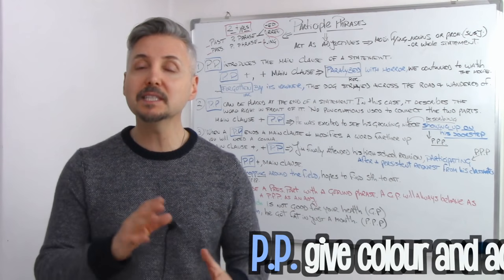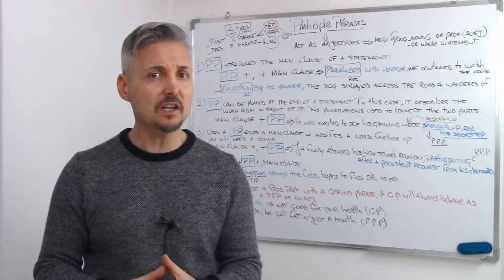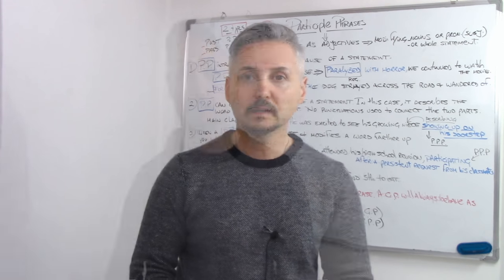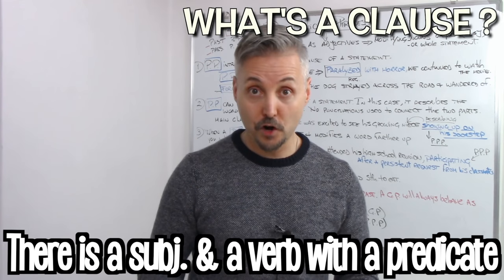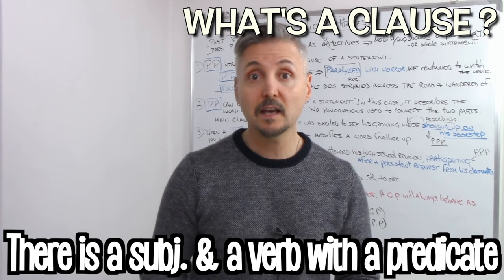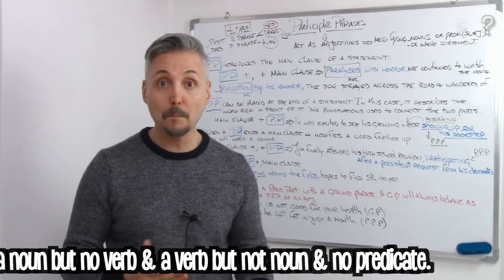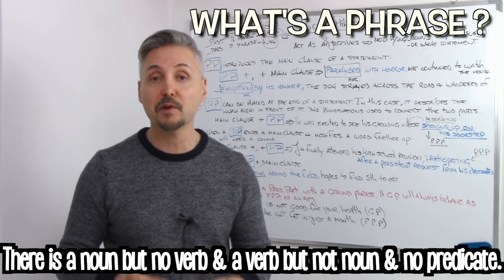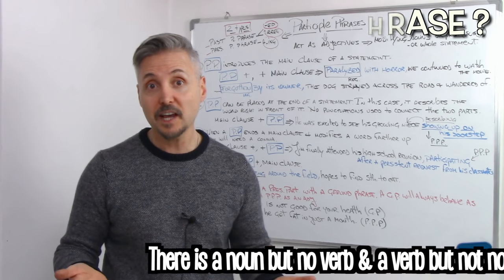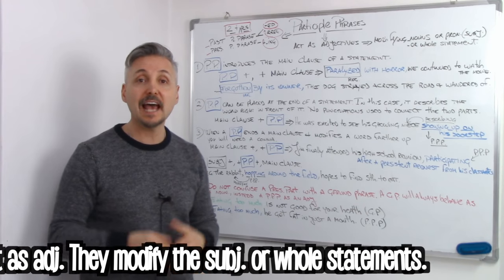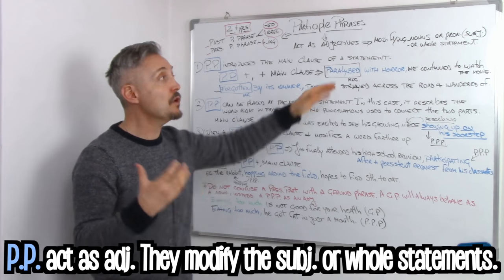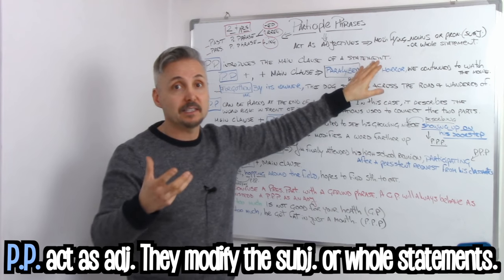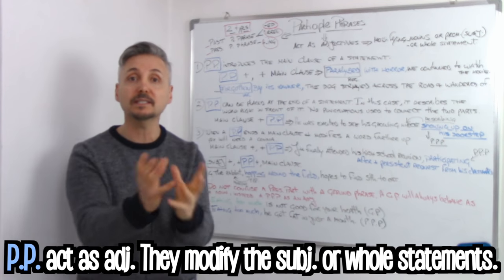But first of all, let me tell you that some students have difficulty finding the difference between a clause and a phrase. If there is a subject and a verb with a predicate, then it's a clause. If there is a noun but no verb, and a verb but no noun, and does not have a predicate, then it's a phrase. So participle phrases act as adjectives. They modify the subject, so a noun or a pronoun of a sentence, or even whole statements.